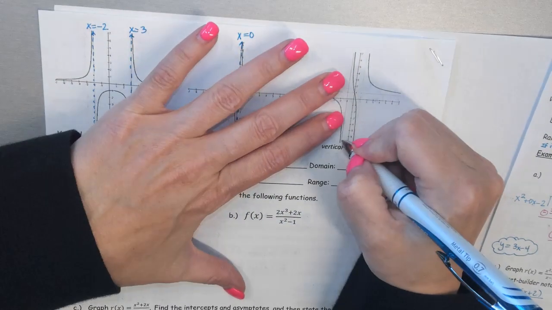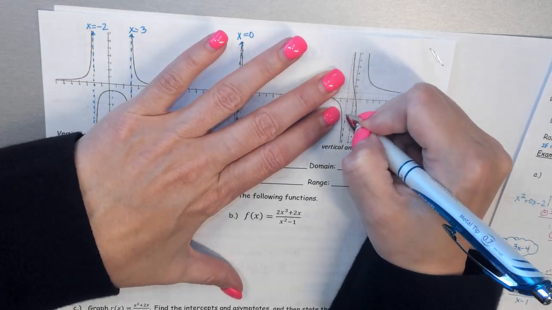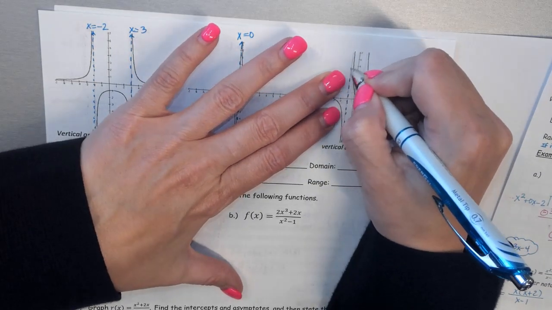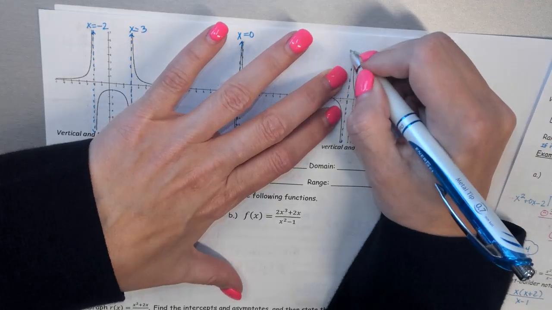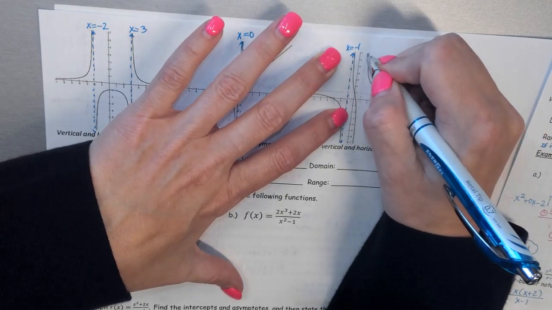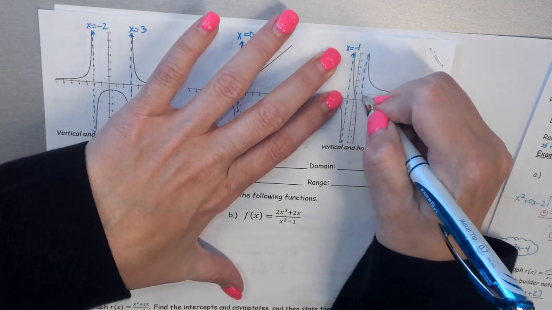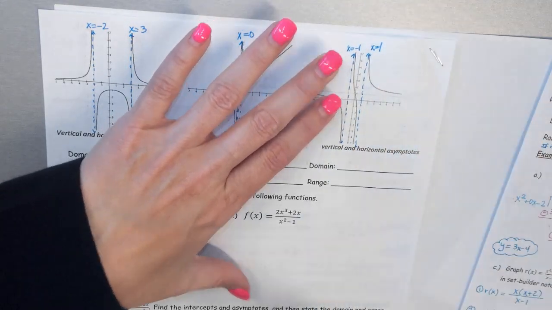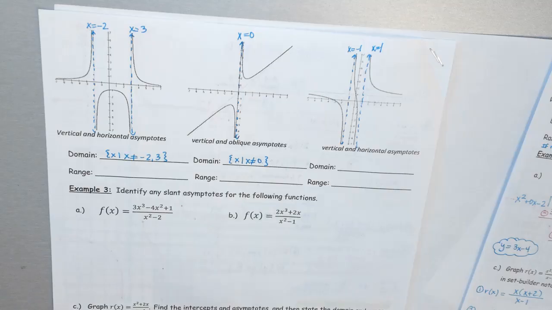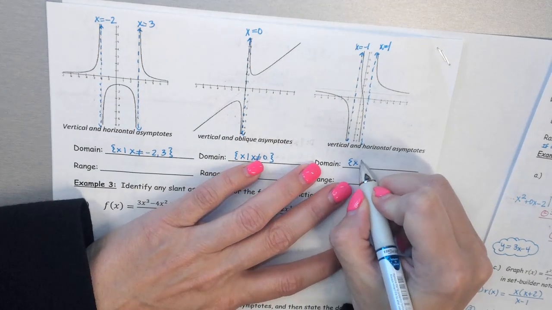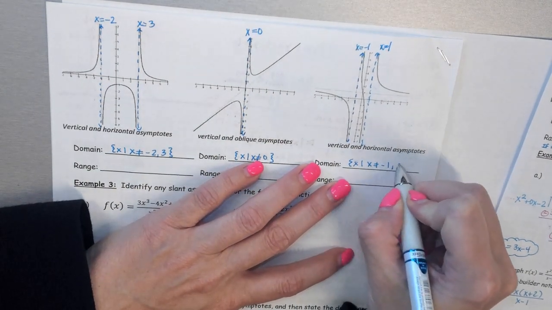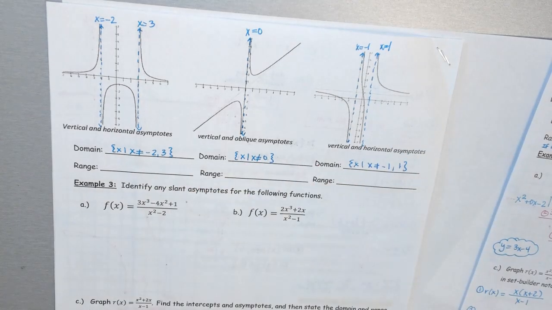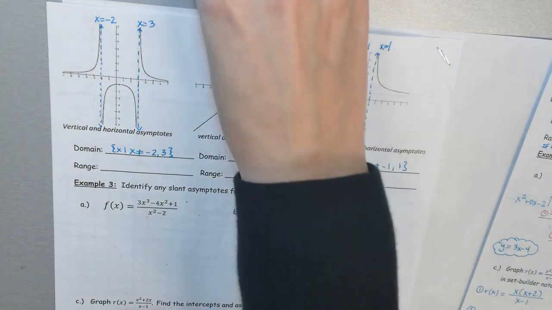And then the last one, you can see these faint lines that go through -1 and 1. So then your domain is x such that x cannot be -1 or 1. And you can just put a comma between, that is fine.